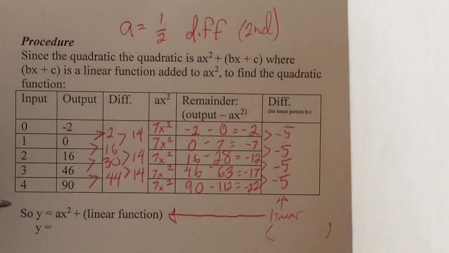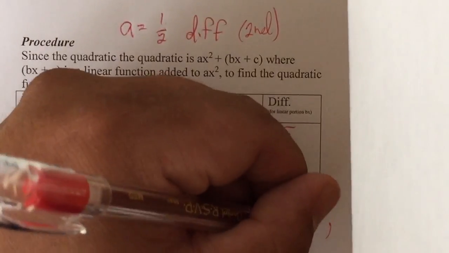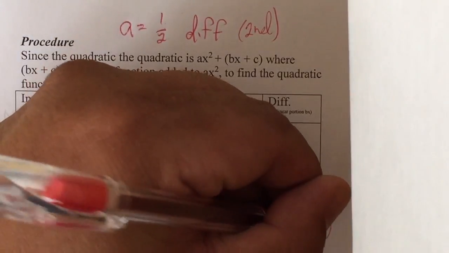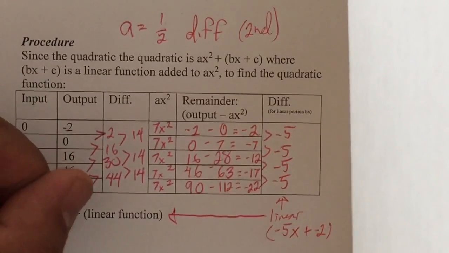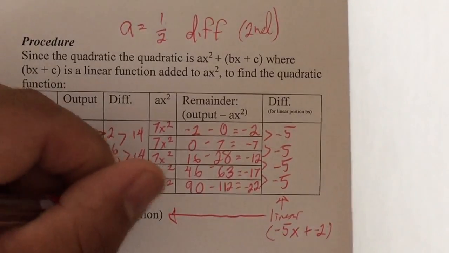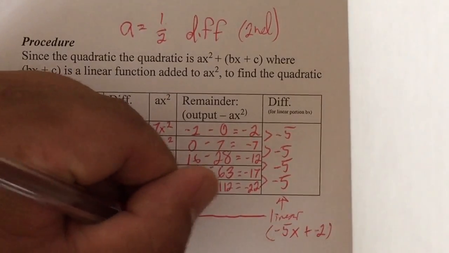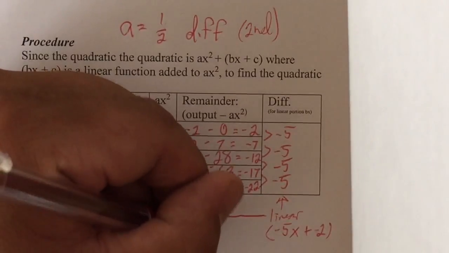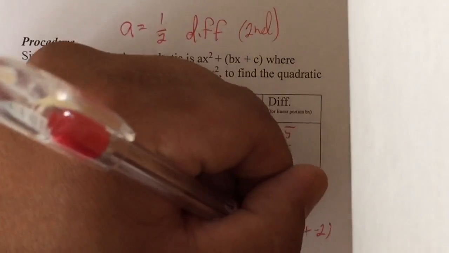So if that is the linear part, then we know that the slope is -5x, and then we have our y-intercept, which is the same y-intercept over here, which is -2. So our equation, the ax squared, which was 7x squared, plus this linear function, -5x, and then plus -2. Or you could write it as 7x squared minus 5x minus 2.